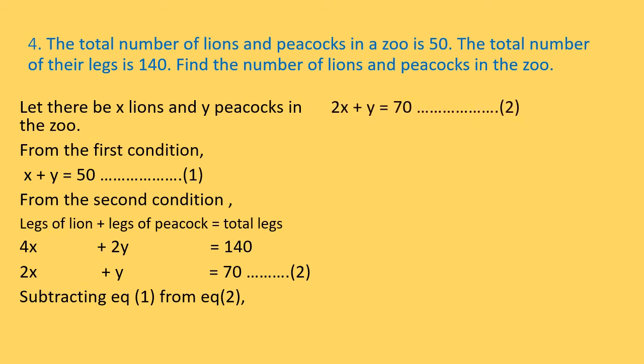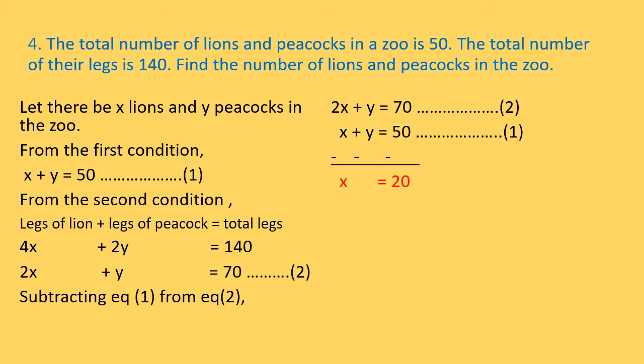So if we do equation 2 minus equation 1, 2x plus y is equal to 70 we write first. Below that we write down x plus y is equal to 50. Whenever we subtract, the sign of the second equation changes, and that is why plus x becomes minus x, plus y becomes minus y, and plus 50 becomes minus 50. So now 2x minus x will become x and 70 minus 50 will become 20. So we got the value of x.